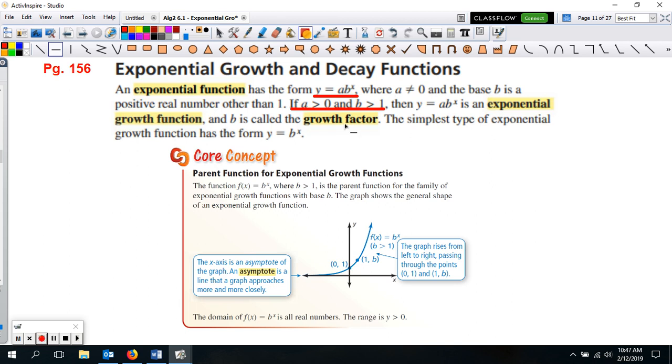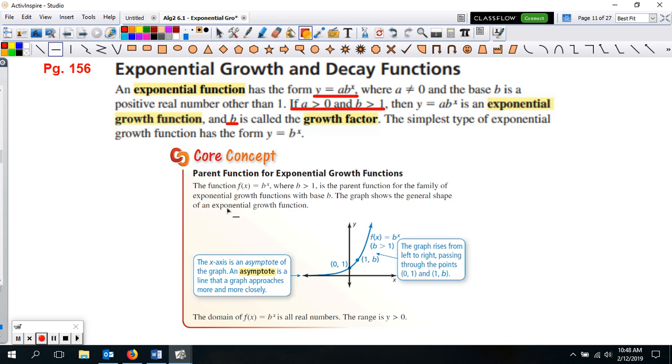That b is called the growth factor. So you can say the growth factor really is the b in the function. The simplest type of exponential growth function is just b to the x. Basically a would be 1, since a is a positive number, and if it's 1, then it would just be b to the x power. That's the simplest, the parent function of the exponential growth function.